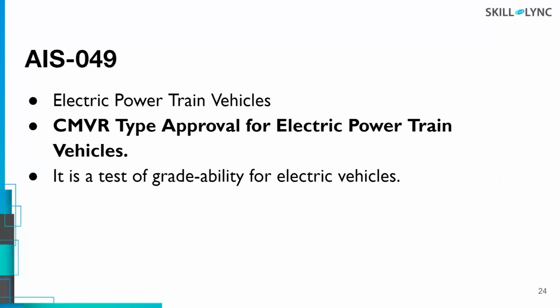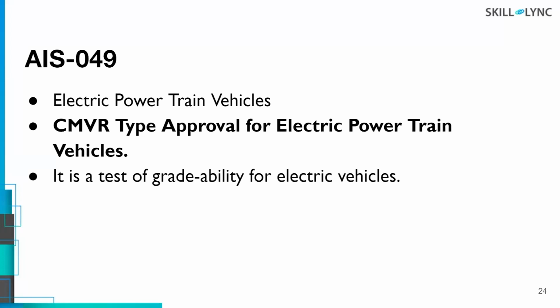Then a very important thing is that you need to make sure of your CMVR approval for electrical powertrain vehicles. It's like the gradability of your electric vehicles. How will you grade them? You will have different grades, right? Those things come under AIS 049.